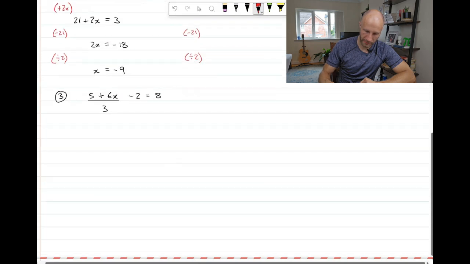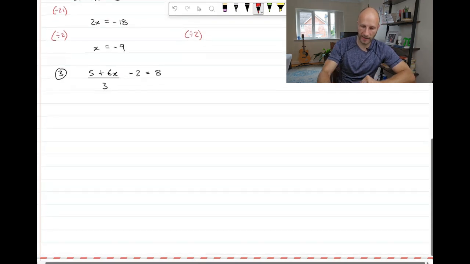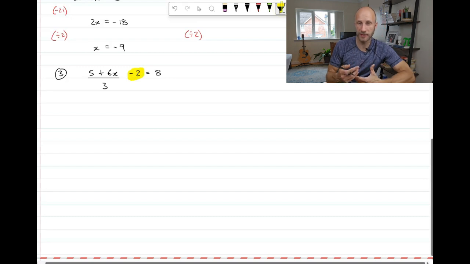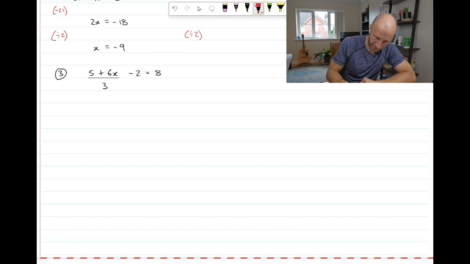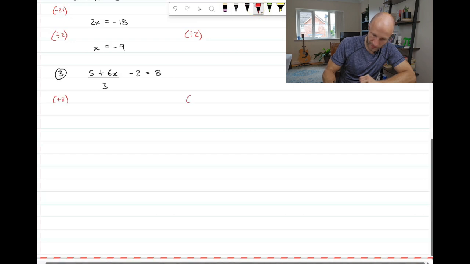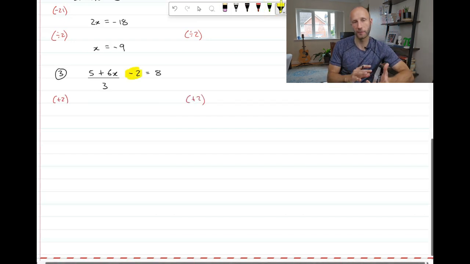So the difference with this one is that I've got this extra minus 2, and again, if you want to write it down, have a go. How you deal with that is up to you. The quickest thing to do is probably just to add 2 to both sides to get rid of that minus 2. That minus 2 is completely separate from that big fraction.